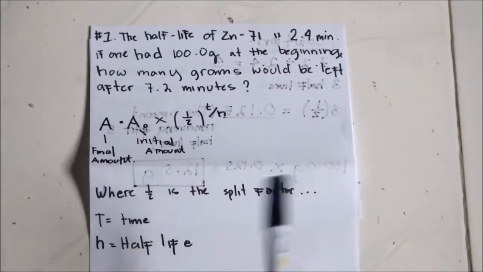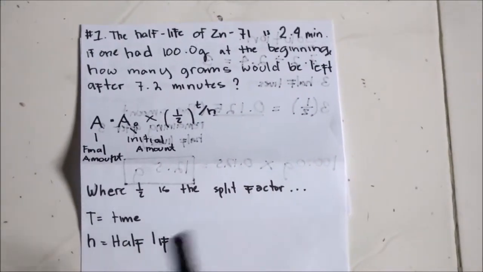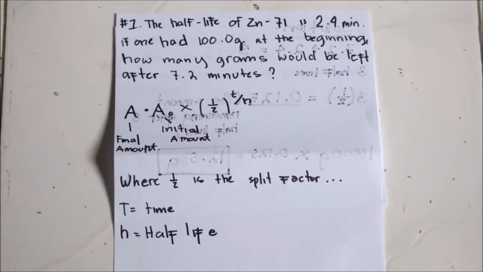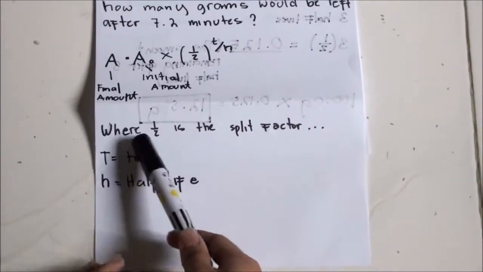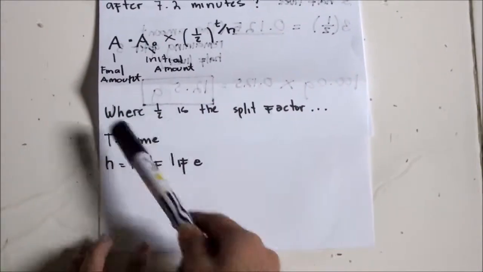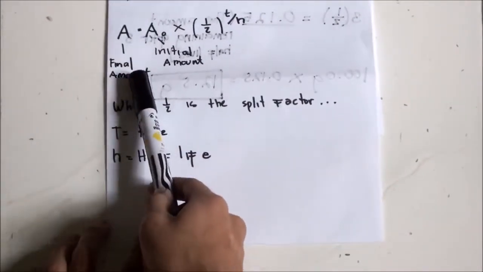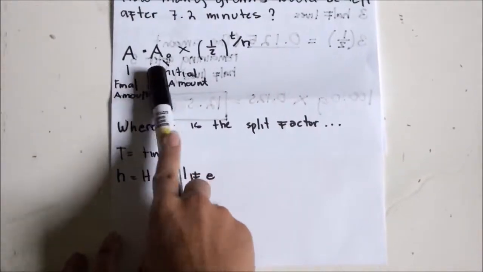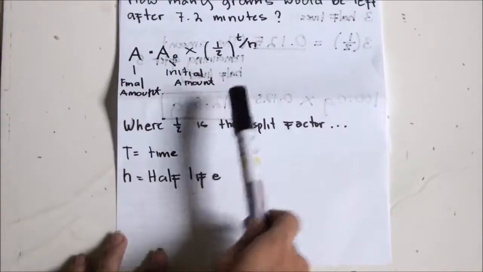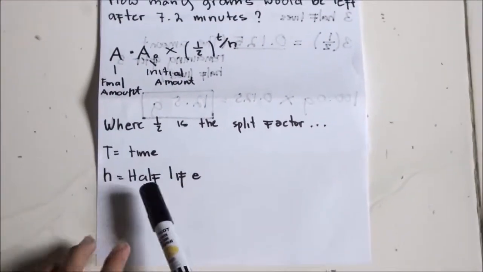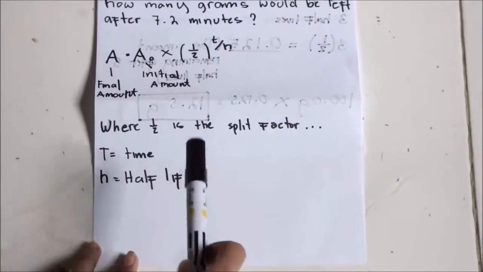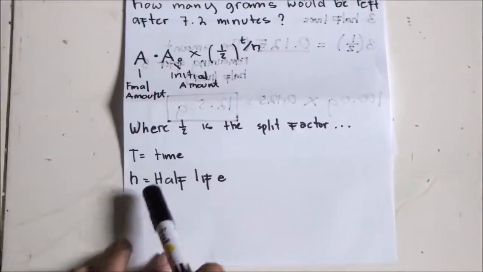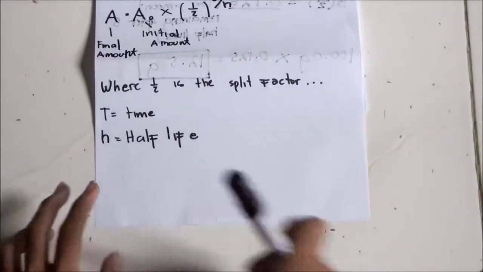The half-life of zinc-71 is 2.4 minutes. If one had 100 grams at the beginning, how many grams would be left after 7.2 minutes? Here's our formula for half-life, where A is the final amount, and here is our initial amount multiplied by 1/2, where 1/2 is a split factor, and time is indicated by capital T, and H is the half-life. So here's the solution.